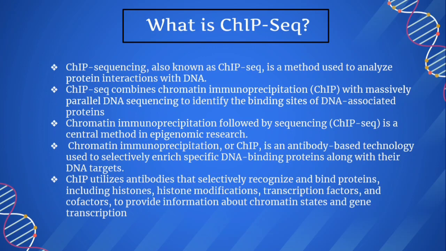So this method is used to analyze protein interactions with DNA. It is an antibody-based technology used to selectively enrich specific DNA-binding proteins along with their DNA targets. It utilizes antibodies that selectively recognize and bind proteins including histones, histone modifications, transcription factors and cofactors to provide information about chromatin states and gene transcription.